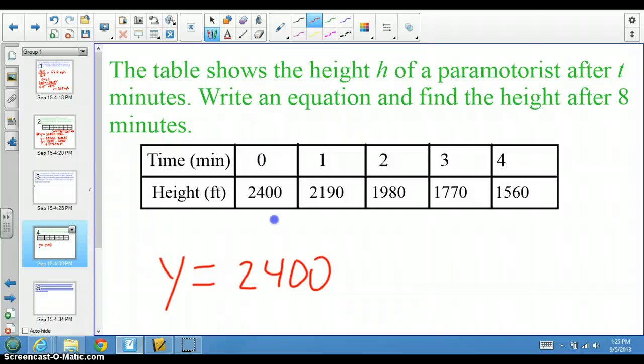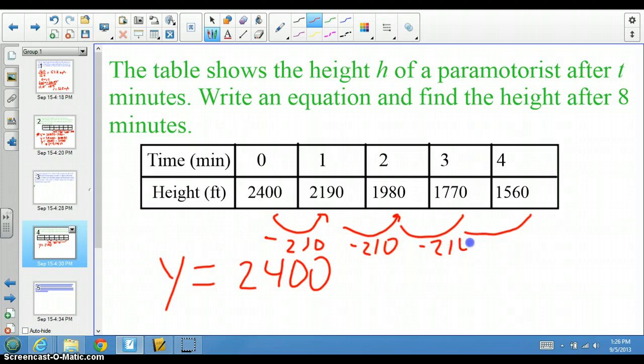Okay, so we are subtracting between all these, and I want to look. We are going down 210 feet each time. So we are declining 210 feet at each interval. So we're going to subtract 210, each interval or each minute. We don't know how many total minutes, so x. There's our first part of our answer.